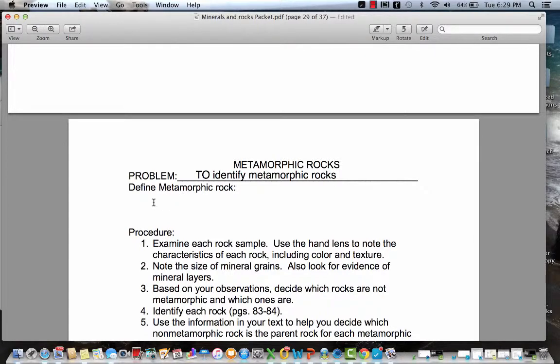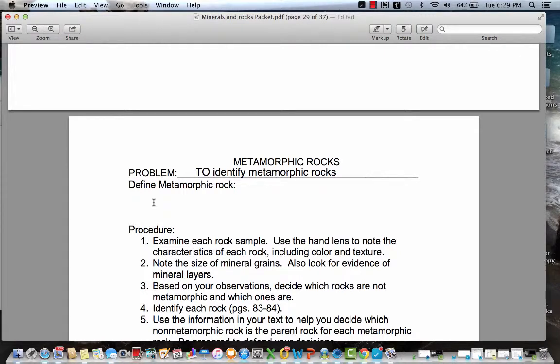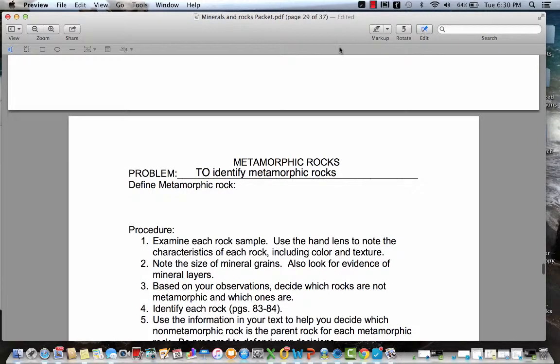The next thing it asks us to do on here is to define metamorphic rocks. Please look at your elbow neighbor buddy and tell them what you think a metamorphic rock is. You have 30 seconds, go. Five, four, three, two, one. Okay, whatever you and your partner came up with, you're going to type in here for the definition of metamorphic rock.